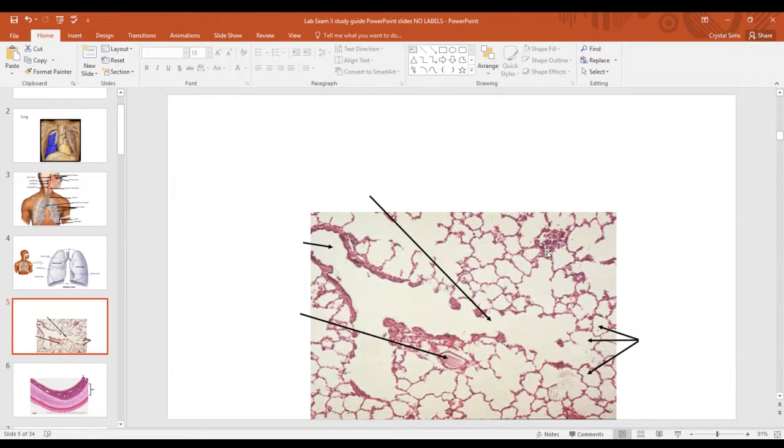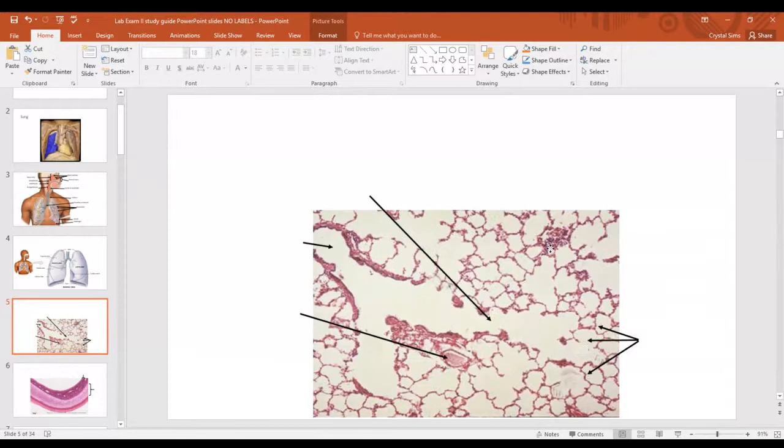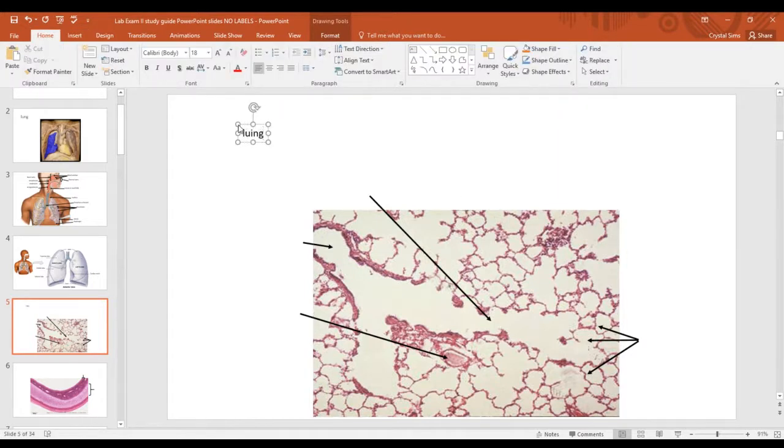So let me get these up here. My top lobe here is going to be my superior lobe. Okay, and I'm going to copy that. So we've got the superior lobe, middle lobe, and down here, the inferior lobe. All right.